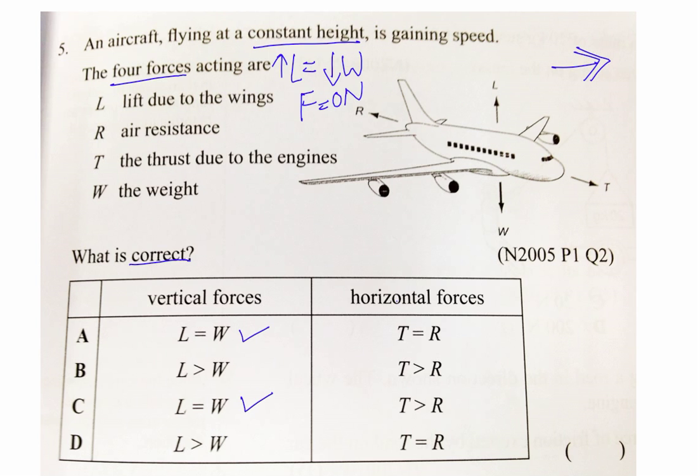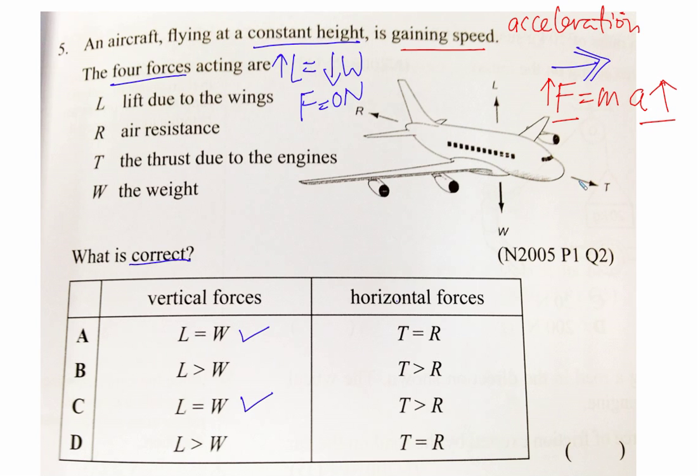The next keyword to notice is gaining speed. Something that's gaining speed is having some form of acceleration, so there's a positive acceleration. The relationship of resultant force is F equals m times a. So if there's an acceleration, obviously there is a resultant force. There has to be an acceleration to lead to a resultant force.